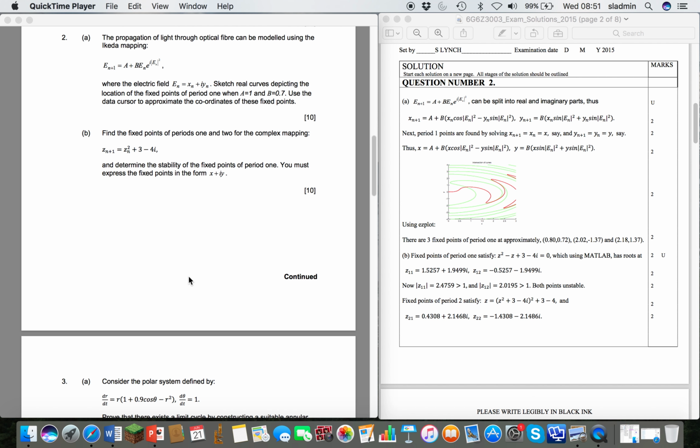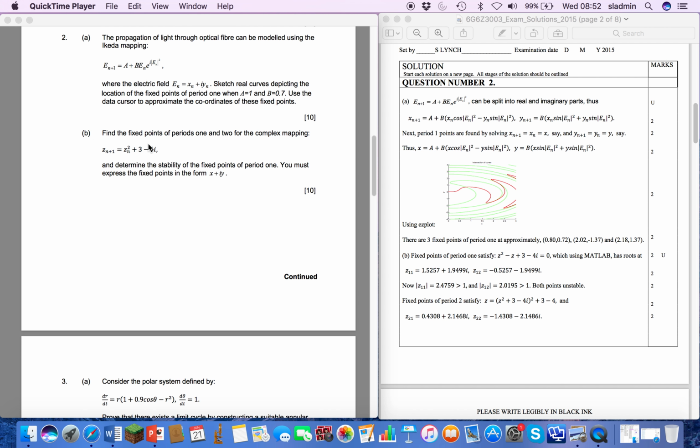This is question number 2 from the 2015 Chaos examination paper. 2a, we're given this iterative formula for the propagation of light through optical fibre. It's given by the Ikeda mapping. And we want to determine the fixed points of period 1 when A is 1 and B is 0.7. Remember, A is related to input and B is the fibre coupling ratio.